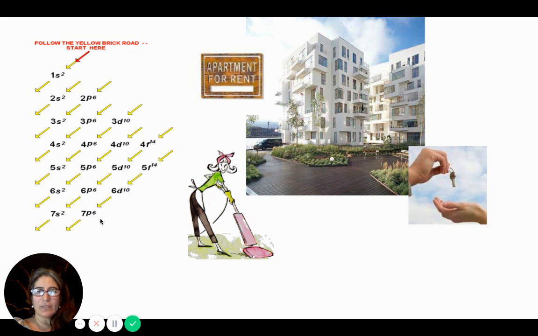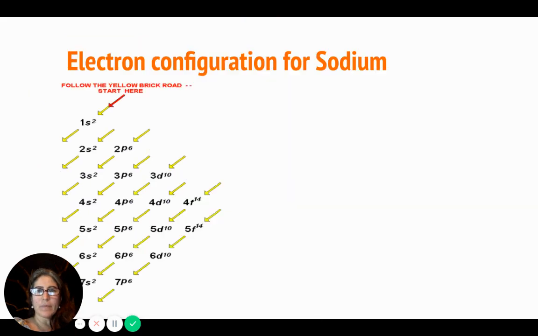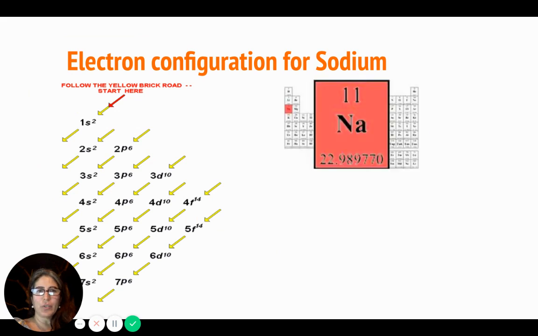Okay, we're going to practice. Don't worry about this too much. You will have the chart with you the whole time. So let's start. Let's practice the electron configuration for sodium. If you have a periodic table, locate sodium in the periodic table and you will see that it has an atomic number of 11. As we know, those are the protons. Since sodium is a neutral atom, it will also have 11 electrons. So we must give the electron configuration or the address of those 11 electrons.